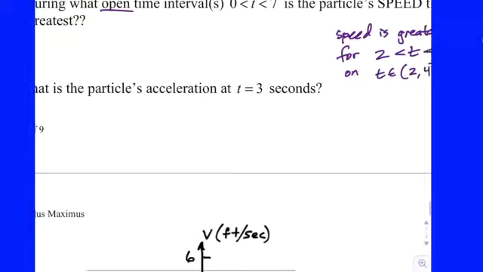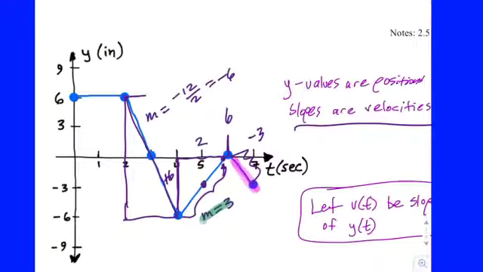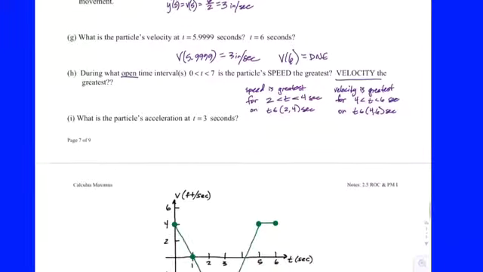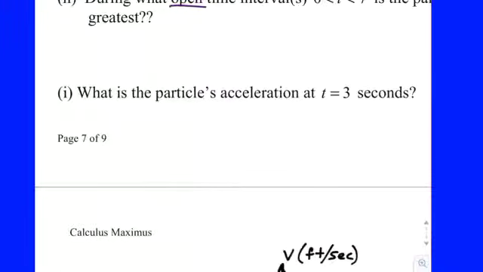And then what is the particle's acceleration at t equals 3? T equals 3 is going to be right here. So if the slopes are the velocities, what would we be looking for the accelerations? The change in the slopes, right? What do we know about the slope of a line or a line segment? It doesn't change. It's constant. So even though the positions are changing, the velocities are constant. So what should the acceleration be? 0. So you could say, since we labeled v, you could say v prime of 3. And if you want to label that as a, you can. A of 3 equals 0.